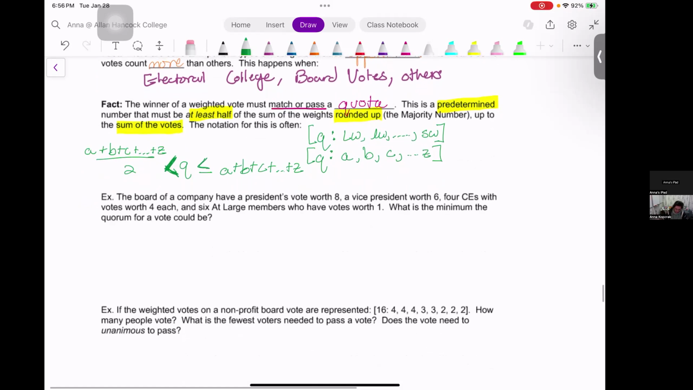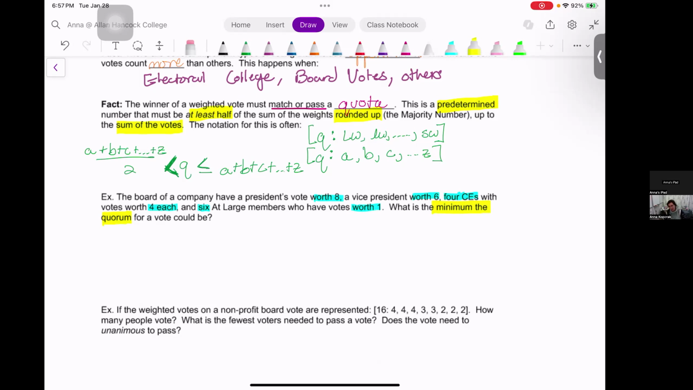Let's look at an example here. A board at a company has a president whose vote is worth 8, a vice president worth 6, and 4 C-suite officers, that's like your CEO, CFO, COO sort of individuals, with weights worth 4 each, and 6 at-large members who have votes worth 1. Okay. We're wondering here what our minimum quorum or quota could be.